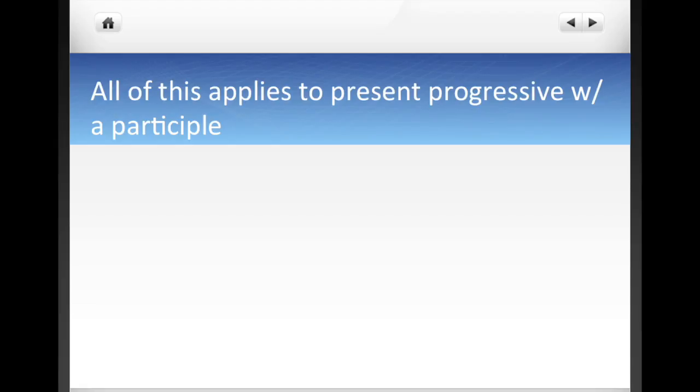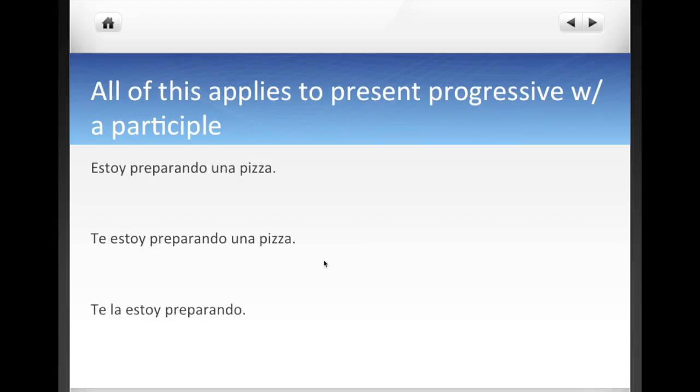Now, all of this applies to the present progressive with the participle as well. We have the phrase estoy preparando una pizza. We can add to that an indirect object pronoun. Te estoy preparando una pizza. What do I prepare? A pizza. For whom? For you. So now in our sentence we have an indirect object and a direct object. Well, I can rewrite that, putting the object pronouns before the conjugated verb, te la estoy preparando, or I can attach them, estoy preparándotela.